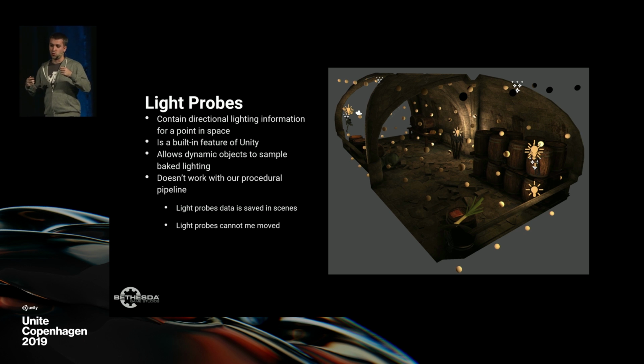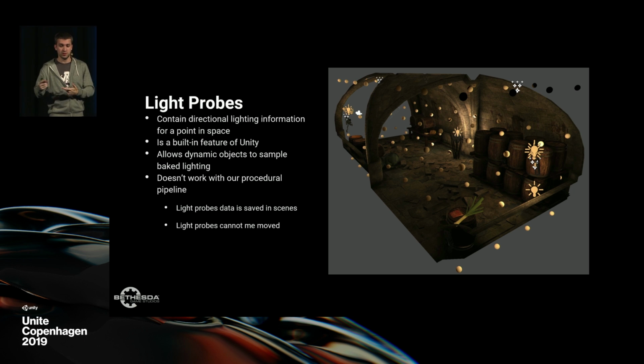The problem that we have with this system is that it doesn't work with a procedural pipeline for two reasons. One, Unity saves the light probe data in scenes, and I mentioned earlier that we use prefabs. The second one is when Unity bakes light probe data, they're baked in world space in their original scene, and you can't actually move them. And because of the way we build levels, we always take a room and then place it at its proper place based on our procedural generation.